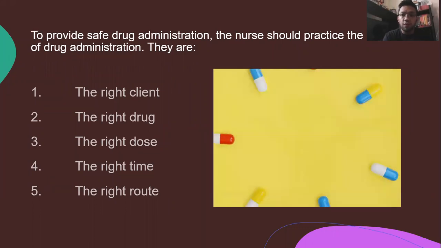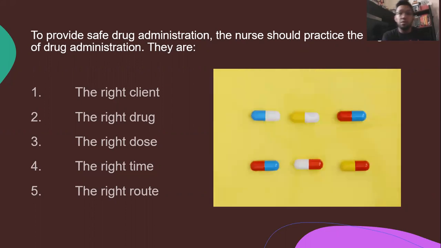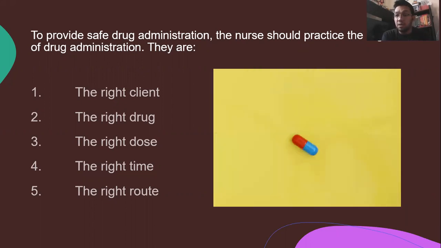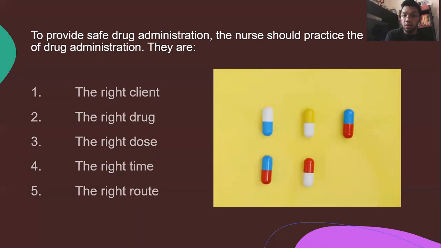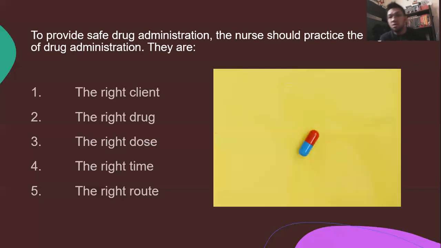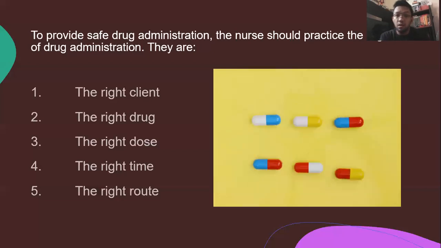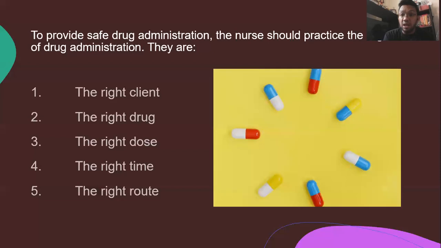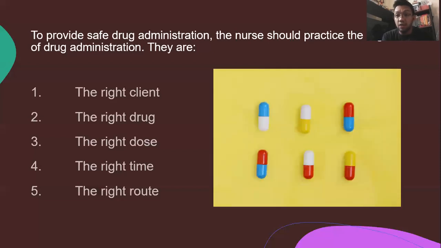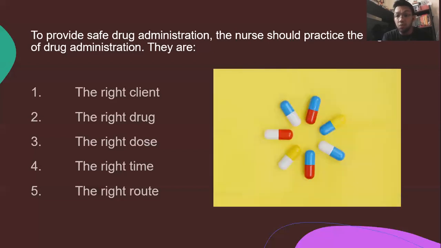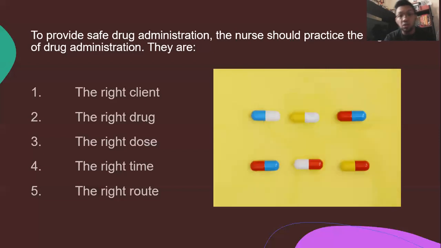So to provide the right drug or safe drug administration, we nurses should practice the rights of drug administration. And they are the following. Number one, the right client. Number two, the right drug. Three, the right dose. Four, the right time. And five, the right route of administration.